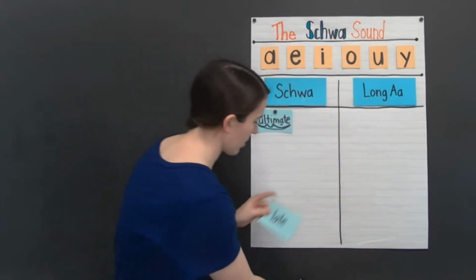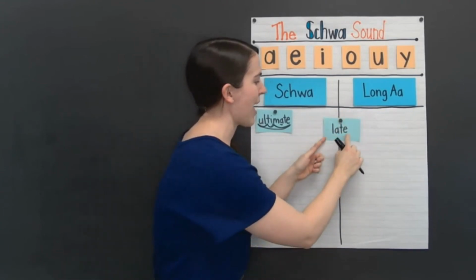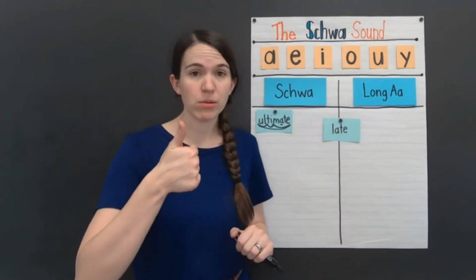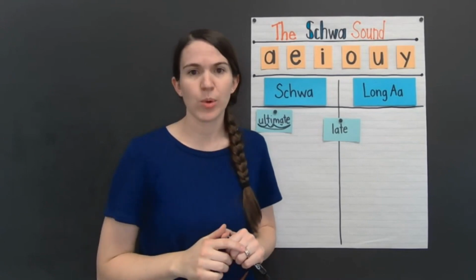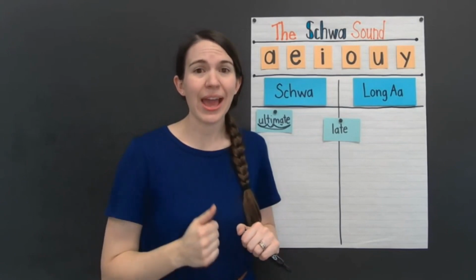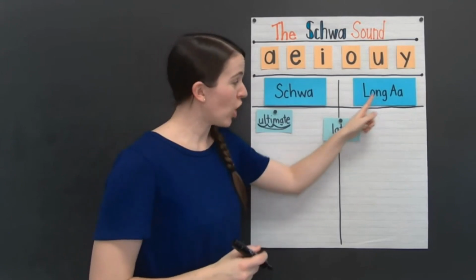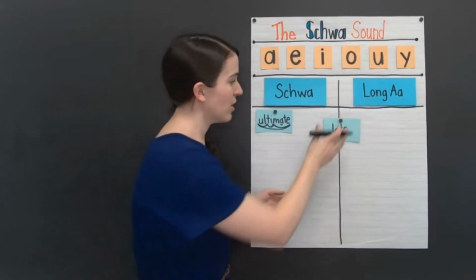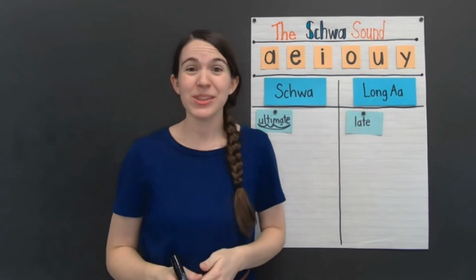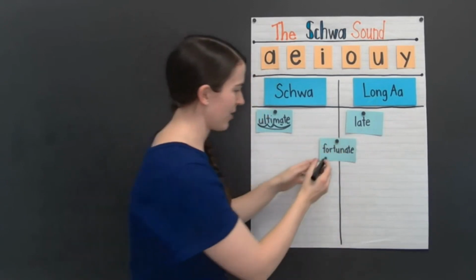Let's try a different word. Let's stretch and read this word together. Late. Give me a thumbs up if late sounds like a word you know, and a thumbs down if it does not sound like a word that you know. I think that that sounds like a word that I know. Late, like I don't want to be late for school. We need to be on time. When we use the long A, we made a real word. So we're going to put this in the long A column because the long A is the sound that we made.